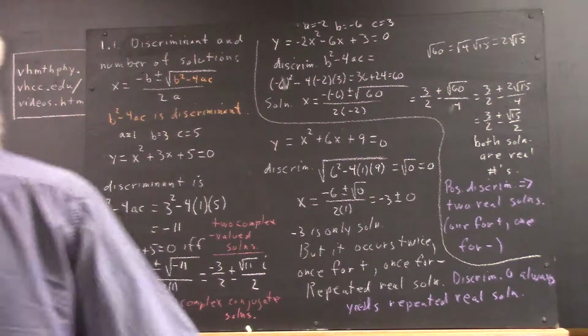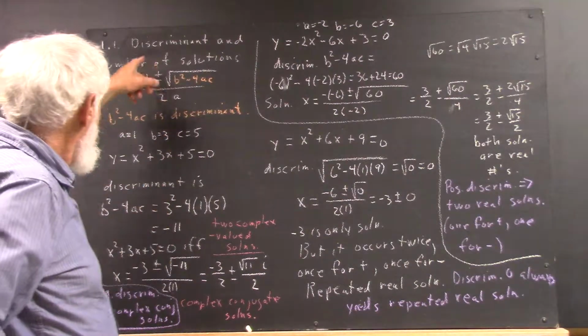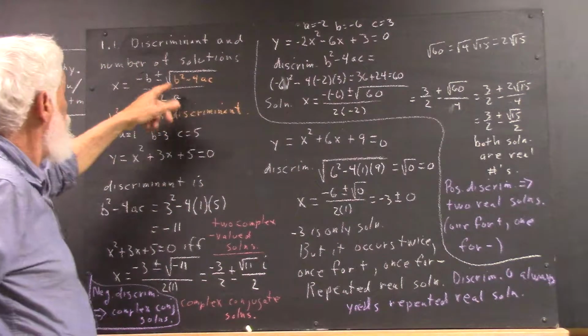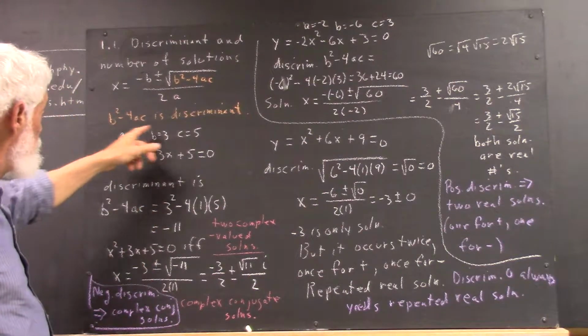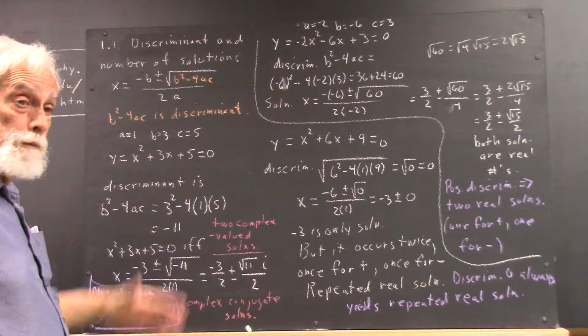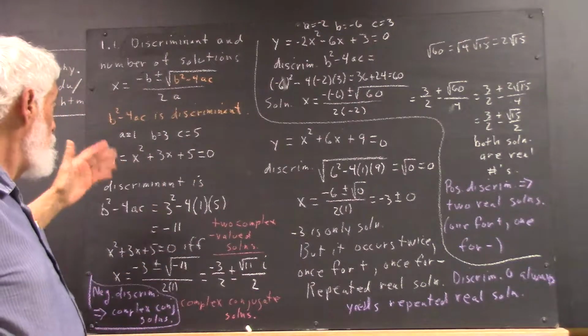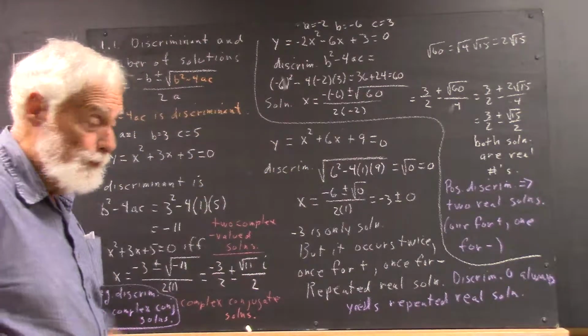A brief synopsis of 1.1. The discriminant refers to what's under the square root in the quadratic formula. So b squared minus 4ac is the discriminant of any quadratic expression or equation of the form ax squared plus bx plus c equals 0.